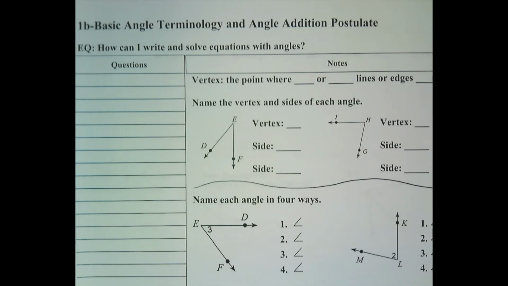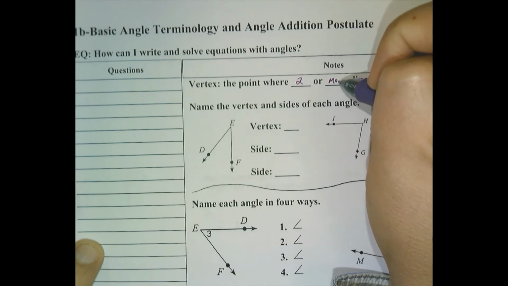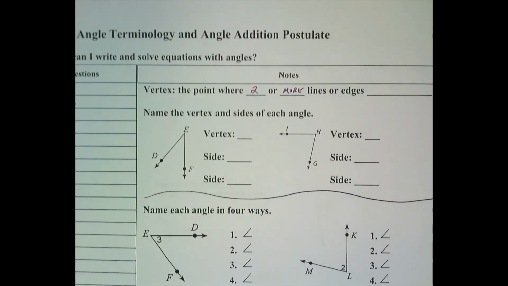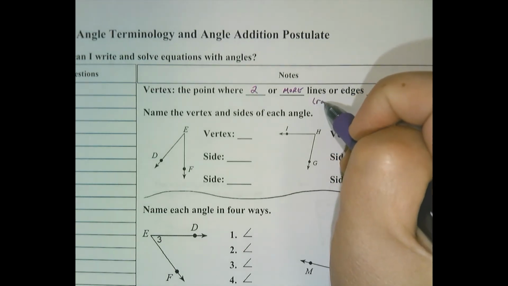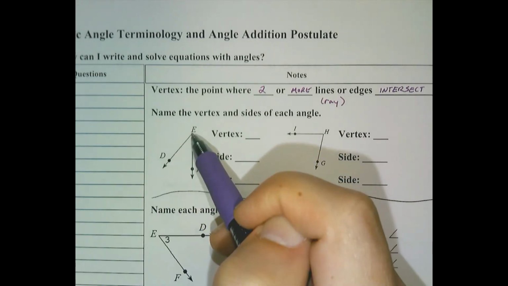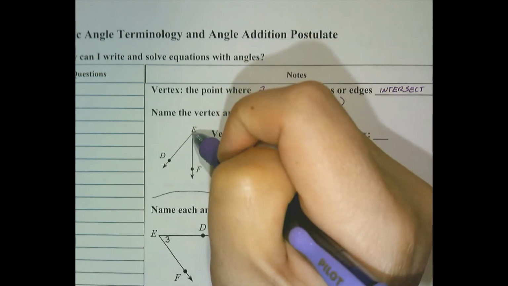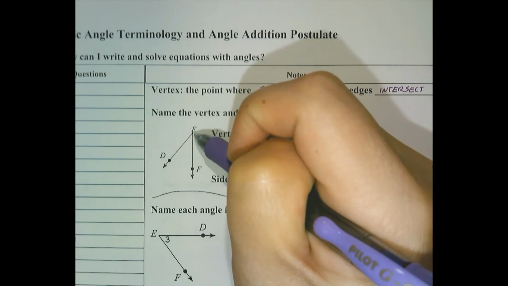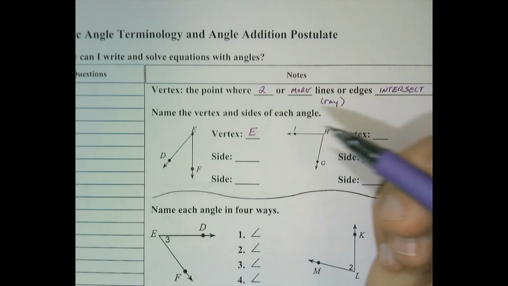So with an angle, there's a couple key terms that should be noted. The vertex is the point where two or more lines or edges intersect. Lines or edges, or I'll even throw in here the word ray. So in this case, ED is a ray because it has an endpoint, but it continues on this way. So ED is a ray and EF is a ray. They intersect at point E, so point E is the vertex.